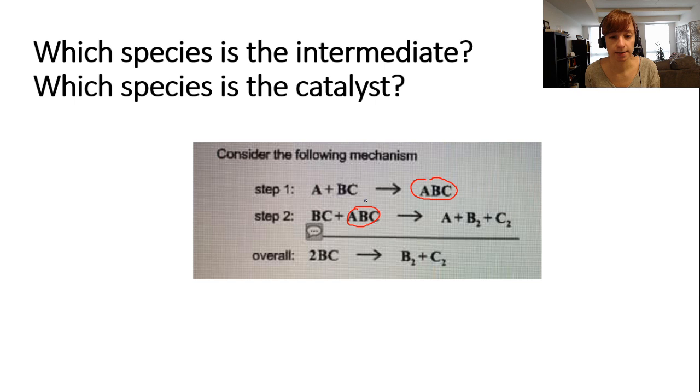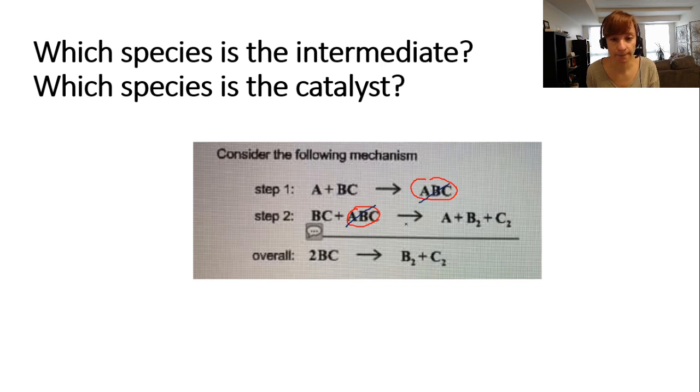So in this case, when you want to see the overall reaction, you're just adding up the reactants with the products. But if you see a species that appears on the left-hand side of step 2 and the right-hand side of step 1, they cancel each other out, so they do not end up in the overall reaction. So our intermediate gets canceled out.